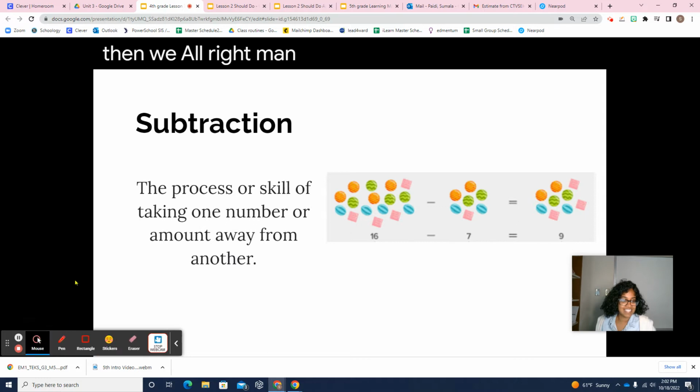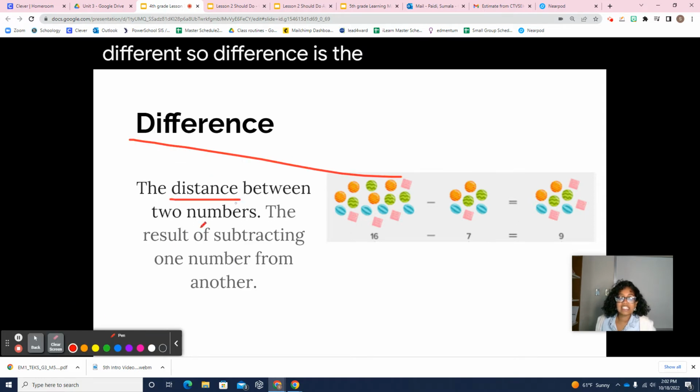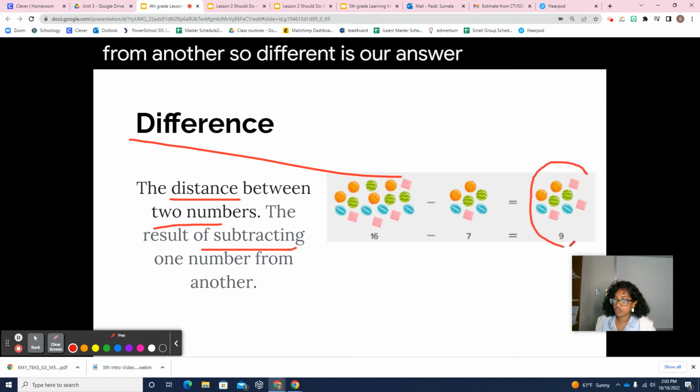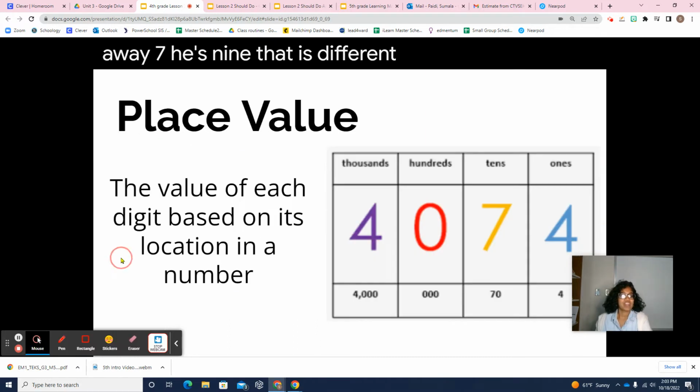All right, fantastic. Let's go over what is difference. Difference is the distance between two numbers and is the result of subtracting one number from another. So difference is our answer in a subtraction problem. Our difference from 16 take away 7 is 9. That is difference.